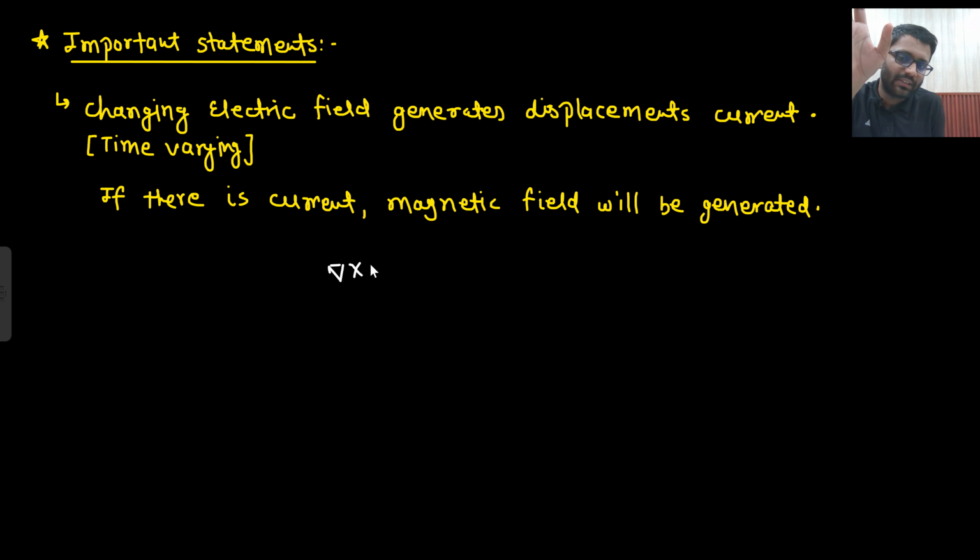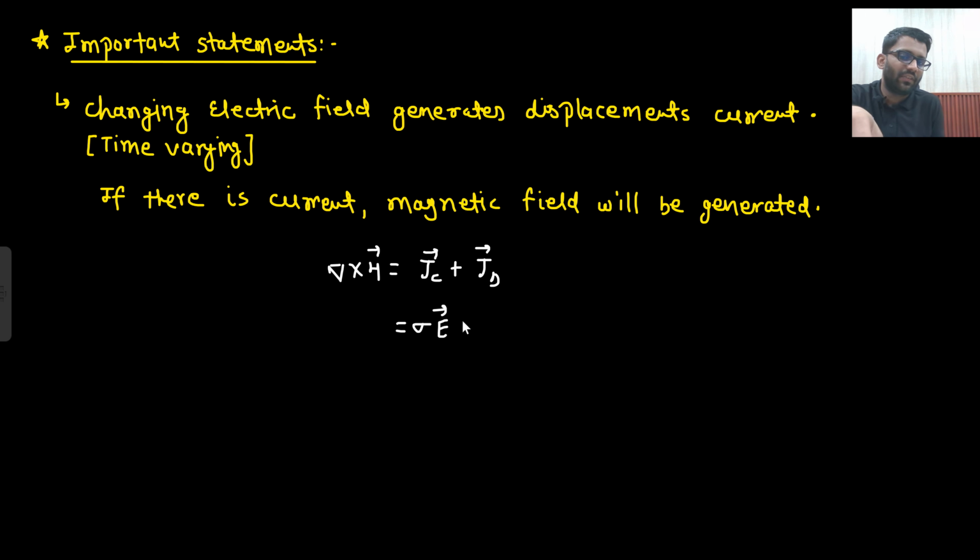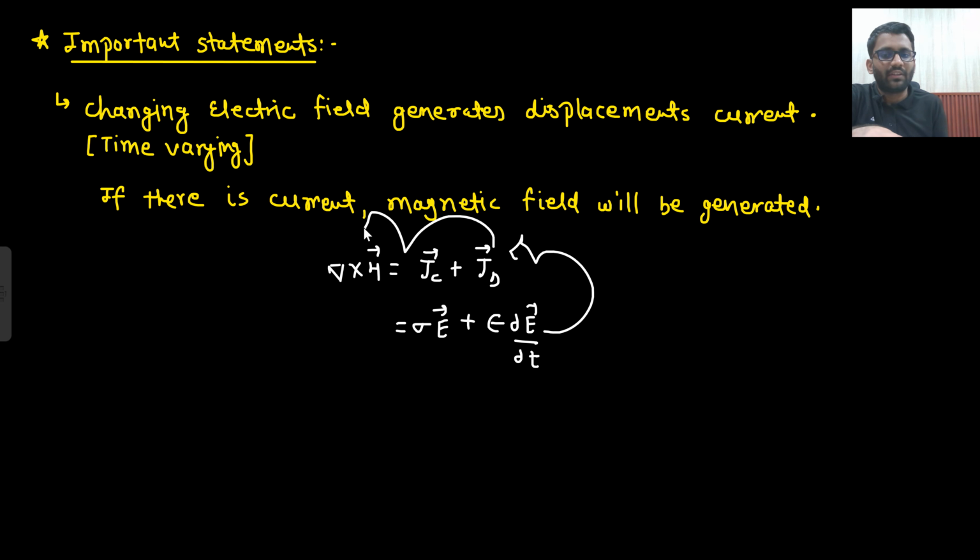Basically, del cross H is equal to sigma E plus, or I would say, JC plus JD. This statement I have told you again and again: if there is some current, then certainly there will be a magnetic field. And how is this current generated? This was generated using the static field, and this is generated using a time varying electric field. So if there is a time varying electric field, it will generate some displacement current, and that will generate a space varying magnetic field. Is that clear to you?